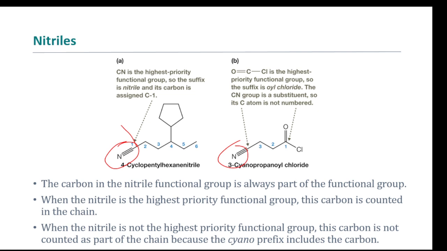Okay? And so what ends up happening is we number it. This one's the suffix right here. Okay? And that's the higher priority one. So that one gets 1, 2, 3. That one doesn't get numbered, because now that's a substituent.